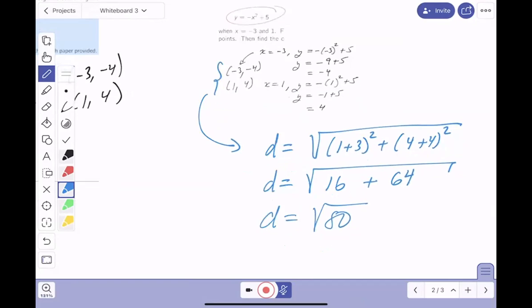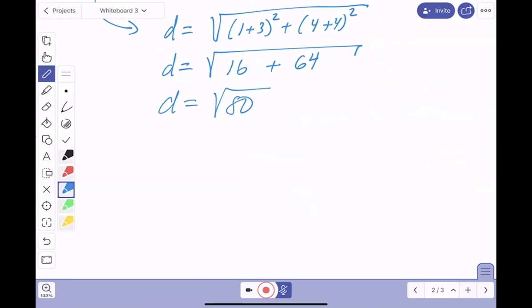That's not so bad. Again, not that you want to do it, but I'd probably say this can be simplified. 16 times 5, right? 16 times 5 is 80. What's the square root of 16? It's 4. So it's 4 root 5. All right, that's what it is.